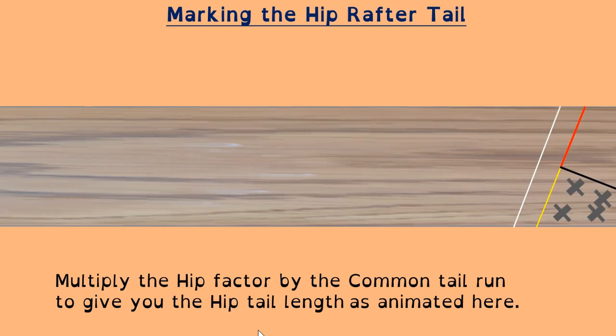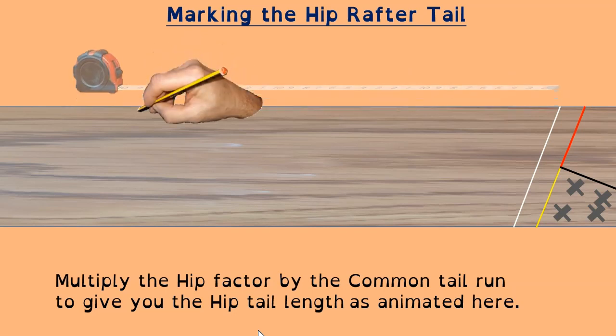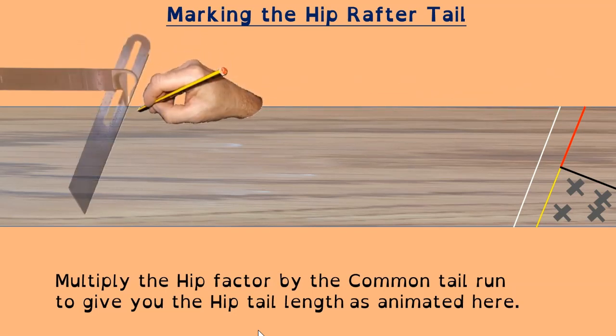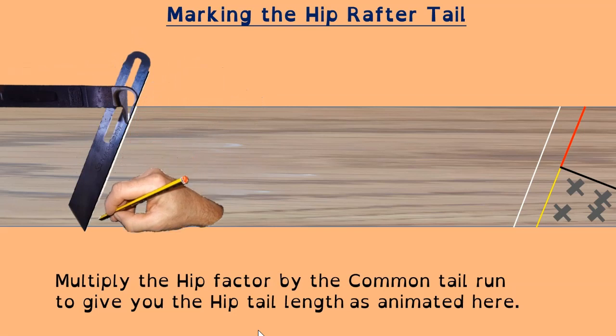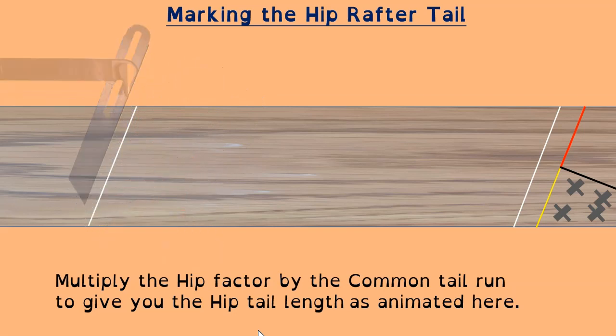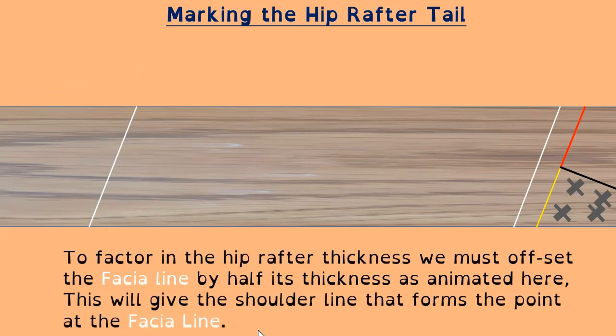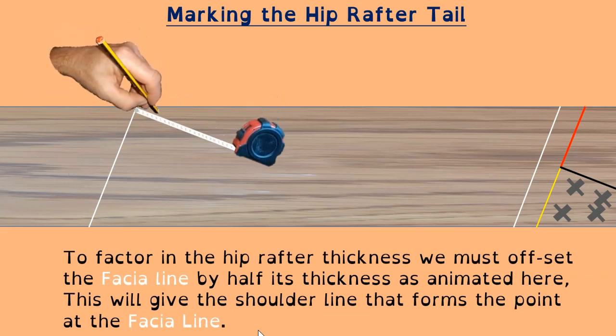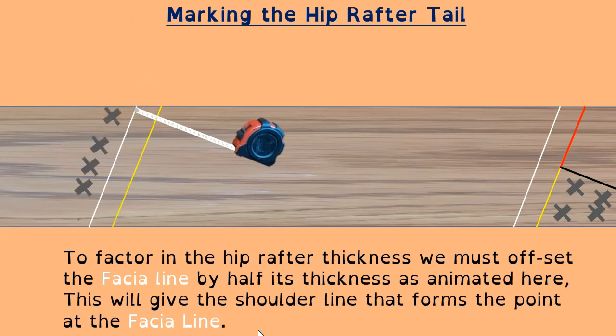So again, with the tail here, we shall be taking the common rafter tail run and multiplying that by the hip factor to get the length of our hip tail. And again, that brings us down to the point at the fascia, but to form that point then we need a shoulder line. So again, you're measuring half the thickness of the hip itself to get to that point.